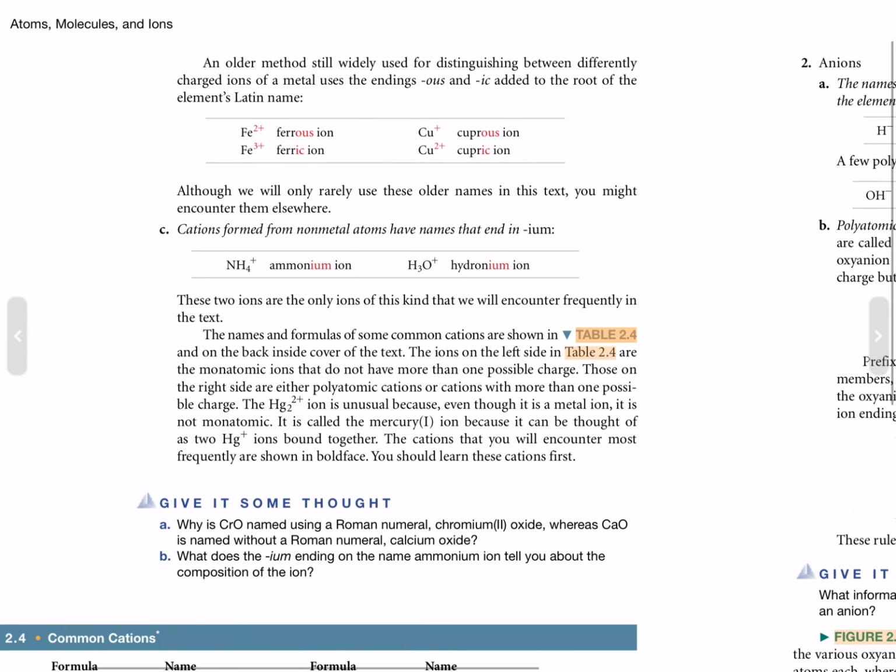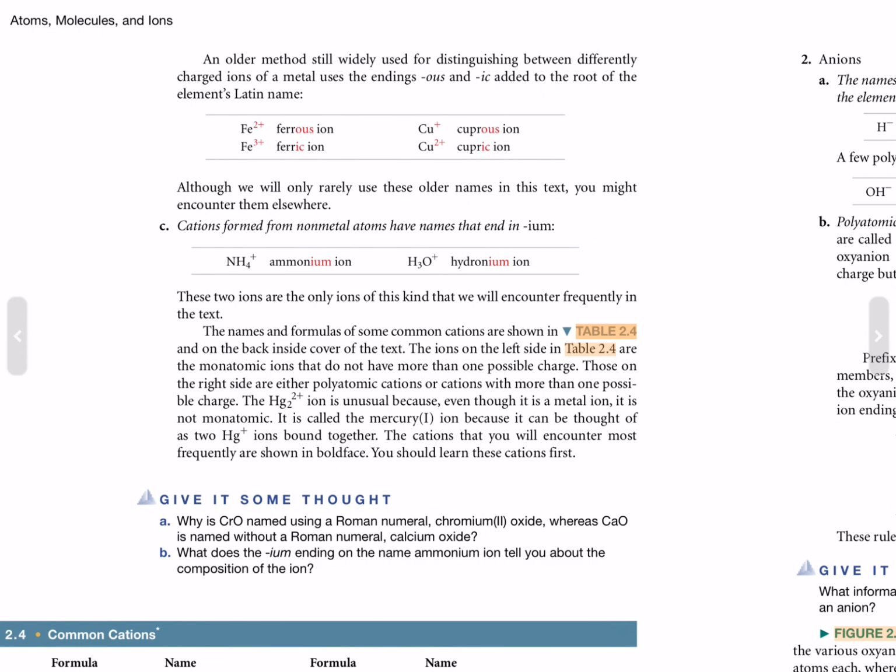An older method still widely used for distinguishing between charged ions of metals uses the endings -ous and -ic added to the roots of the Latin name. A ferrous ion has the lower charge. A ferric ion has the higher charge. Copper(I) would be the cuprous ion, copper(II) the cupric ion. Although we will rarely use these older names in the text, you might encounter them elsewhere.